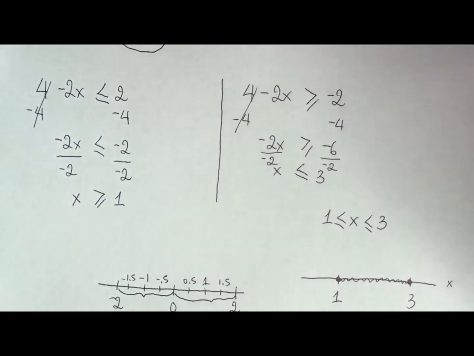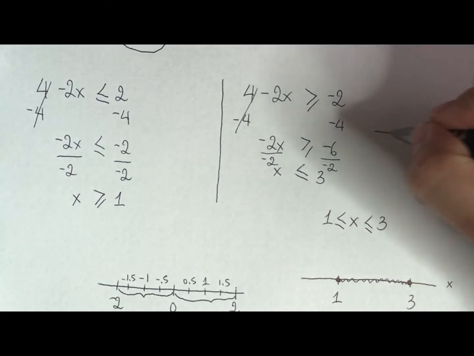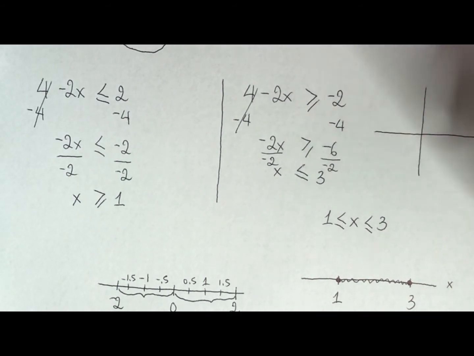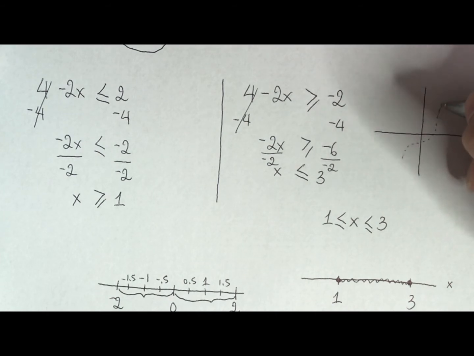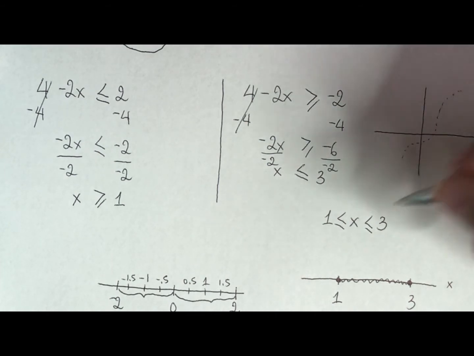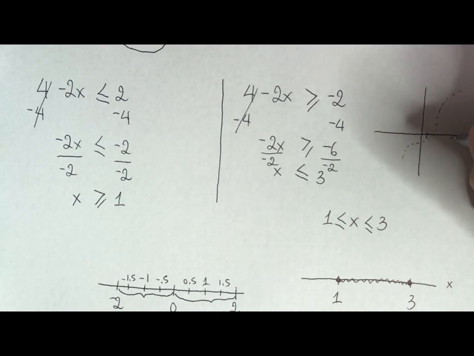If it is an actual graph of an equation, let's say the actual graph looks something like this, then when we only take 1 to 3, let's say 1 is right here and 3 is right here, then we only graph this part of the graph.